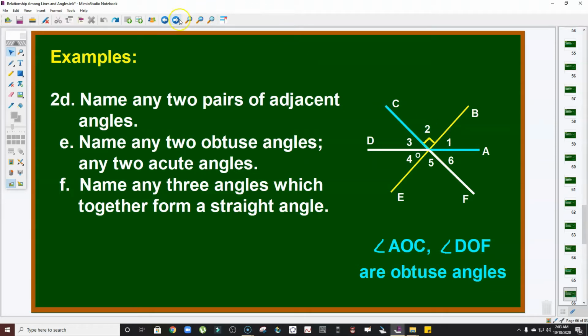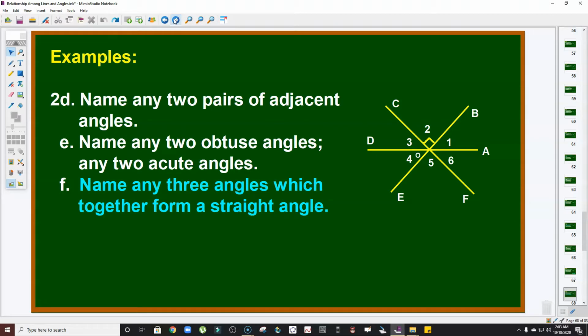Okay? Next, how about acute? Since this is already 90, the sum of angle 1 and angle 3 is equal to 90. So, therefore, angle 1 and angle 3, or angle AOB and angle COD, are both acute angles. Clear?